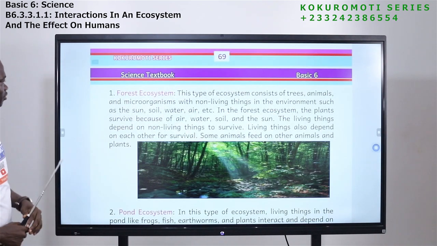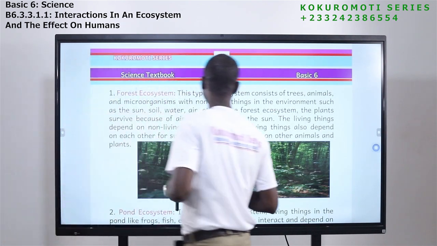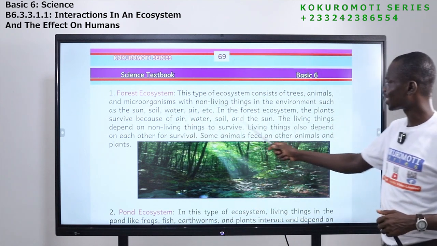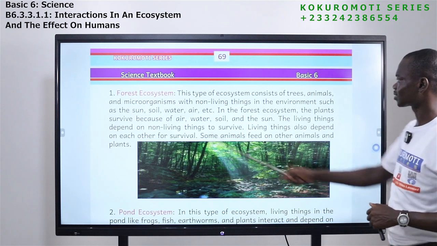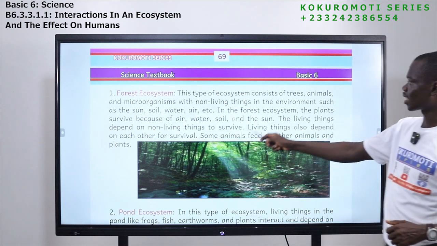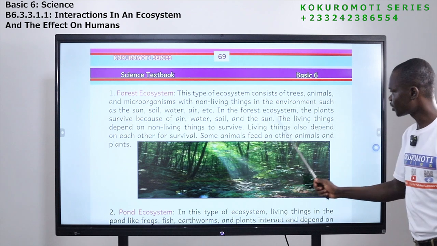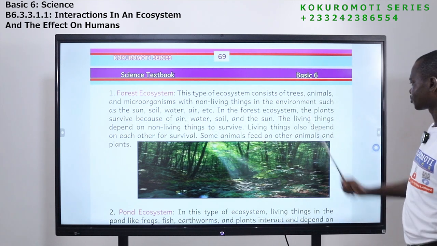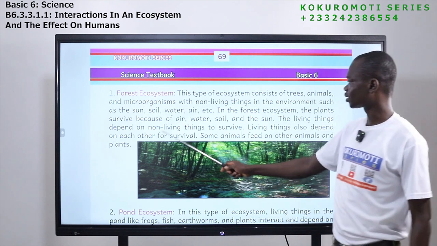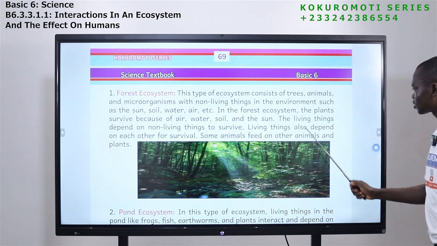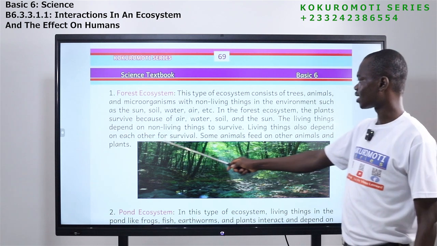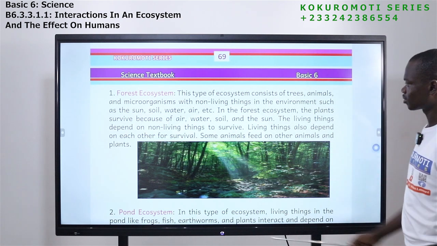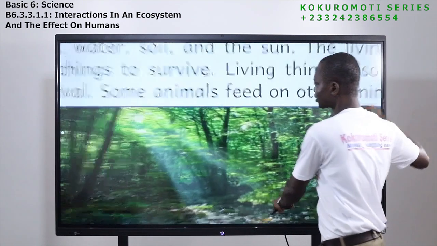Now let's look at what the forest ecosystem is. This type of ecosystem consists of trees, animals, and microorganisms with non-living things in the environment, such as the sun, soil, water, air, and the rest. In the forest ecosystem, the plants survive because of air, water, soil, and the sun. The living things depend on non-living things to survive. Living things also depend on each other for survival. For example, some animals feed on other animals and plants. So now this is forest ecosystem.